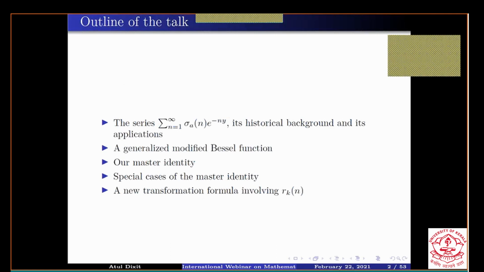Then I'll talk about a generalization of a modified Bessel function which is instrumental in this regard. I then want to go over a master identity which we found, which gives numerous very well-known results as well as new results as special cases. And finally, I will say something about a transformation formula involving this r_k of n function. r_k of n is nothing but, for any positive integer n, the number of ways you can write n as a sum of k squares. I'll come to that, and that requires some use of a certain kernel, which I will go into in appropriate detail depending upon how much time we have.